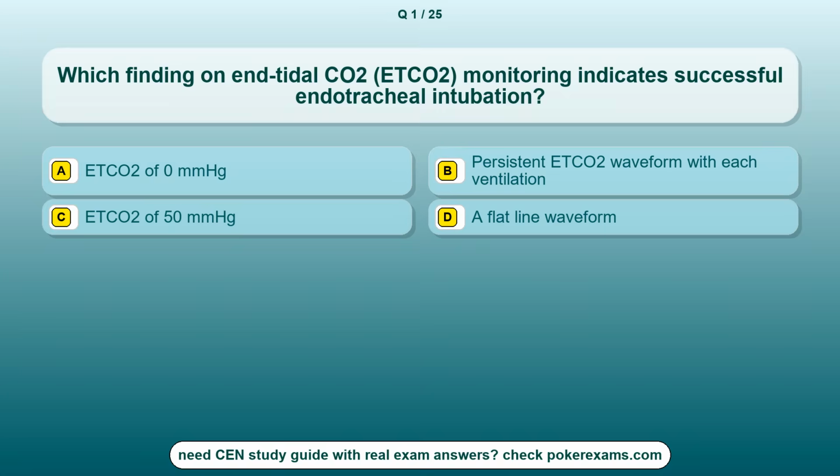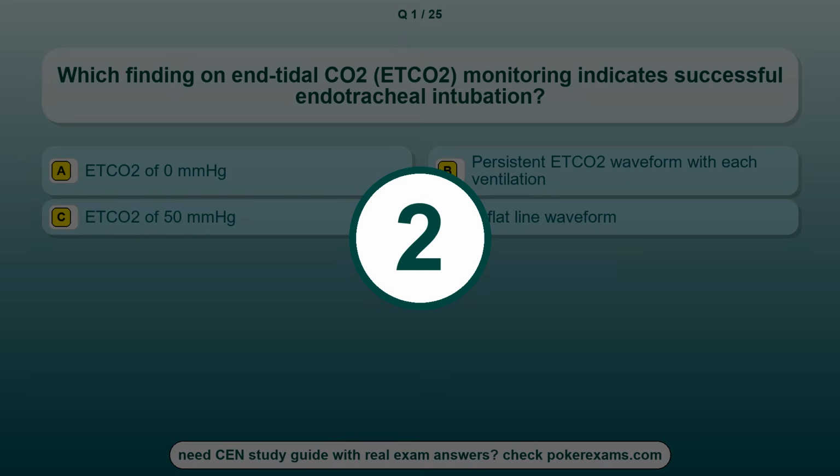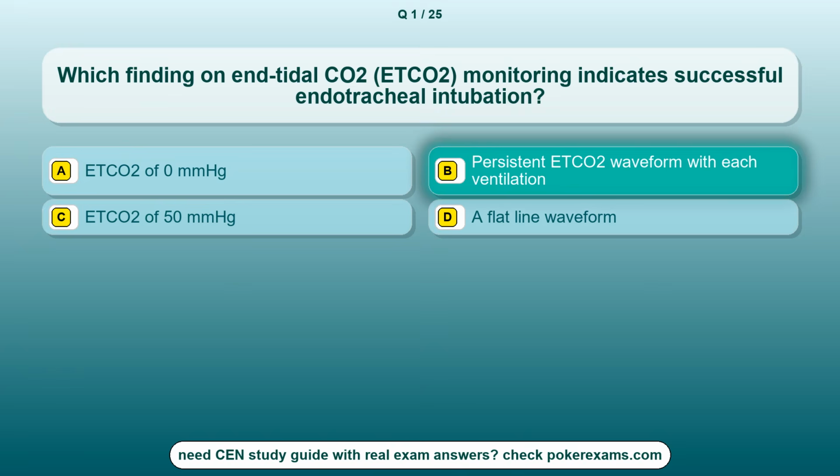Question 1. Which finding on end-tidal CO2, EtCO2, monitoring indicates successful endotracheal intubation? Option A. An EtCO2 of 0 mmHg. Option B. Persistent EtCO2 waveform with each ventilation. Option C. An EtCO2 of 50 mmHg. Option D. A flat line waveform. The correct answer is option B. Persistent EtCO2 waveform with each ventilation.